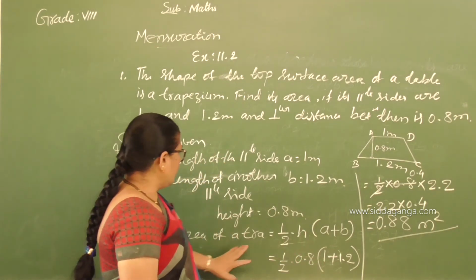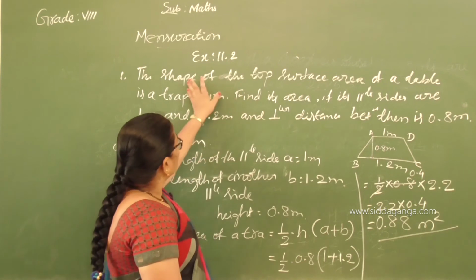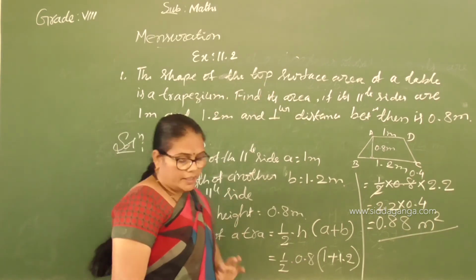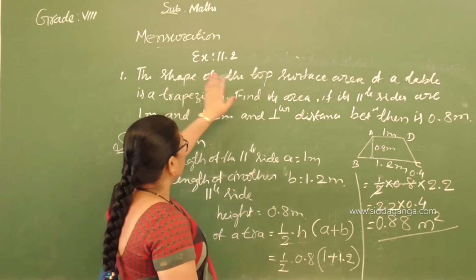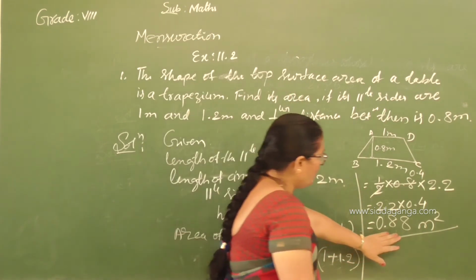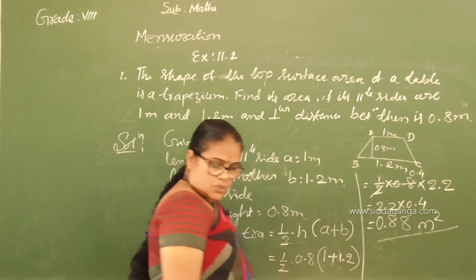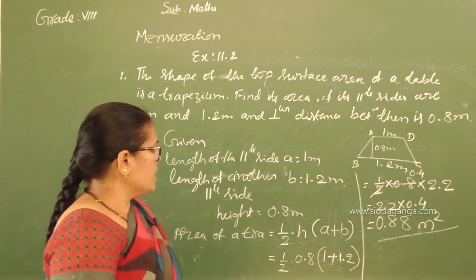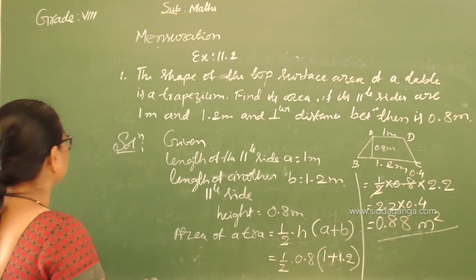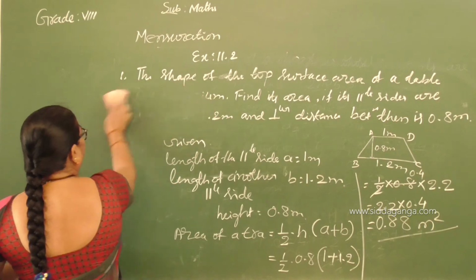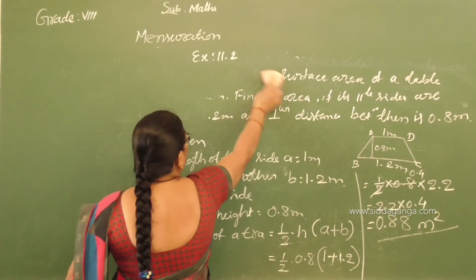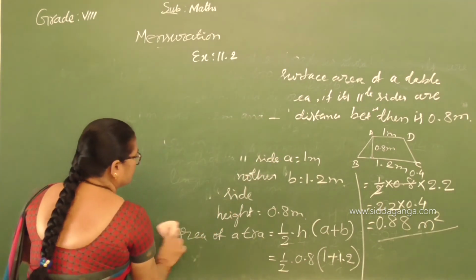This is the area of the top surface area of the table. Therefore, top surface area of the table is equal to 0.88 meter square. This is the exercise problem, first problem. Next we have to take the second one.